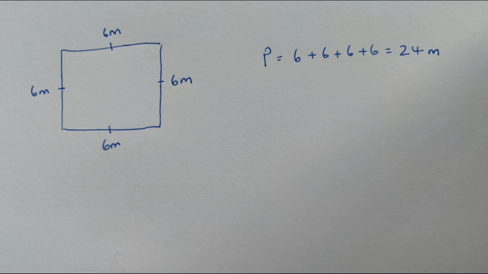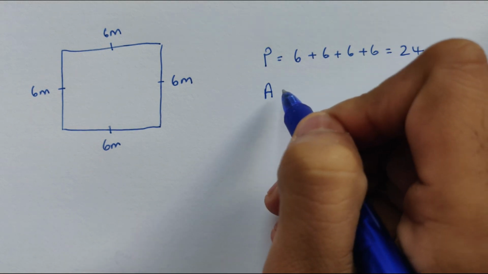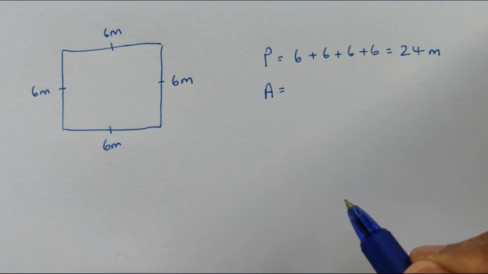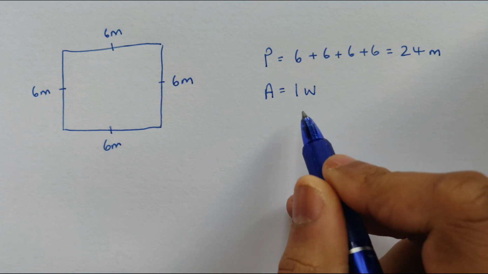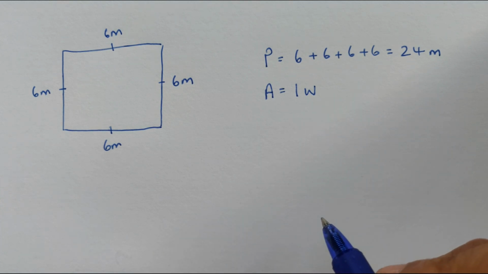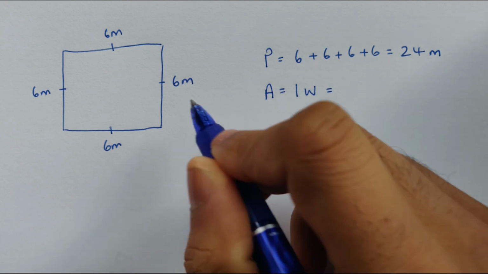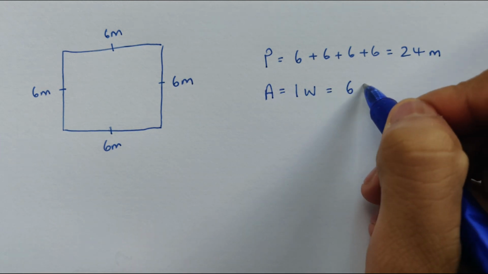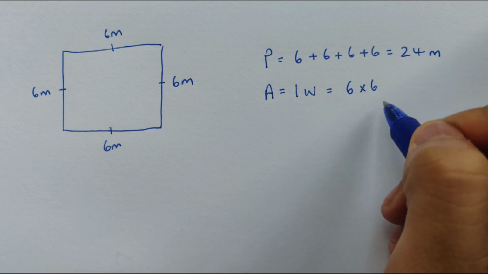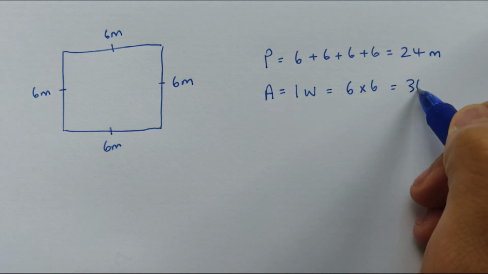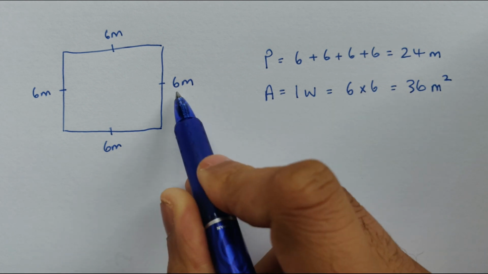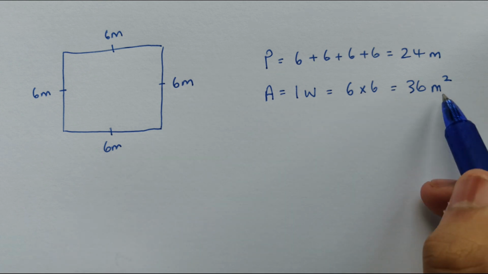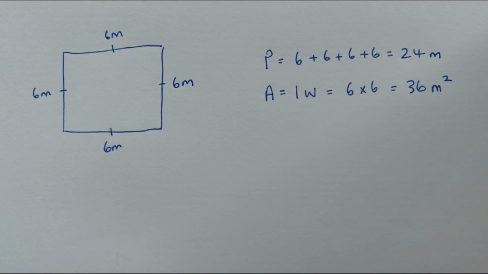Now let's calculate our area, A. And the formula to calculate the area of a square is length times width. But we know the length and the width are equal for a square. So it's simply the length, say 6 times 6, because the length and the width are equal, which equals 36. And remember the unit of meters squared, because we're multiplying 6 meters by 6 meters, hence we have the meters squared. So that's how to calculate the area of a square and the perimeter.